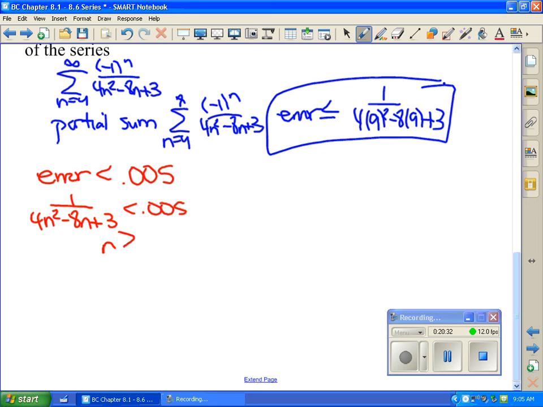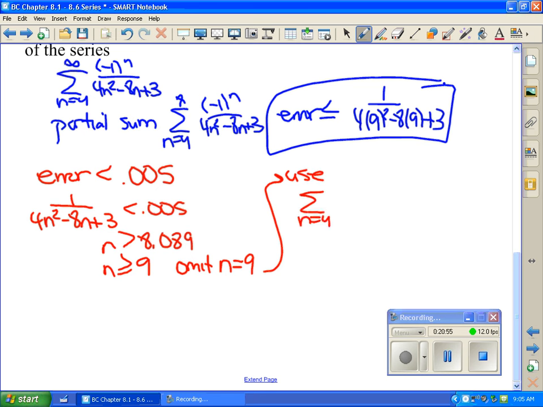You get n is greater than 8.089. Now I need an integer out of this. So n is greater than or equal to 9. So that means I'm going to omit n equals 9 from my series. Well, if I omit n equals 9, then I want to sum from n equals 4 to 8. Oh, that's not right. Okay, so I want to sum from n equals 4 to 8, and again, that would be my 5 terms.